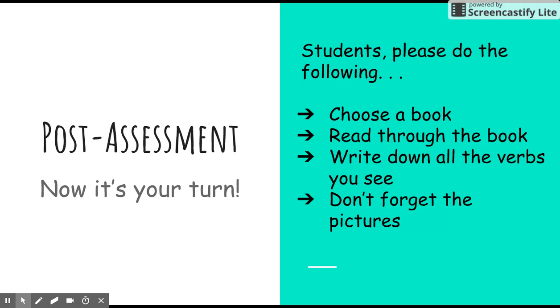Okay? If you see them doing it in a picture and you don't necessarily see the word, don't worry about it. Go ahead and write it down on your piece of paper and we can go through it in a little bit. All right, so go back to your seats and get started.